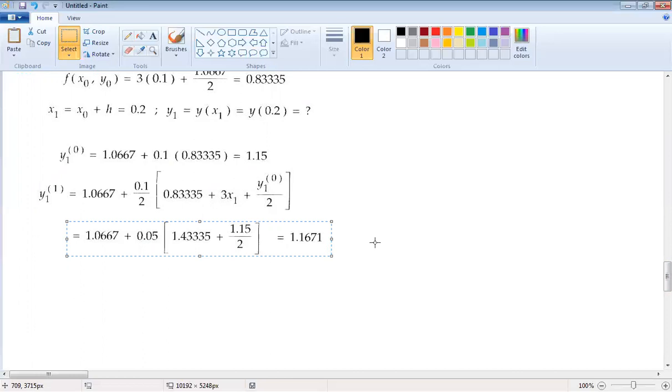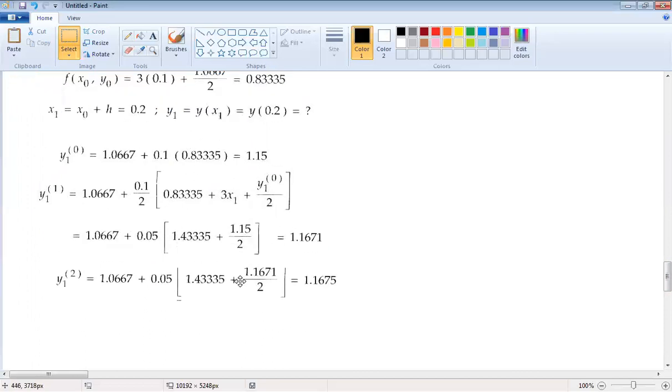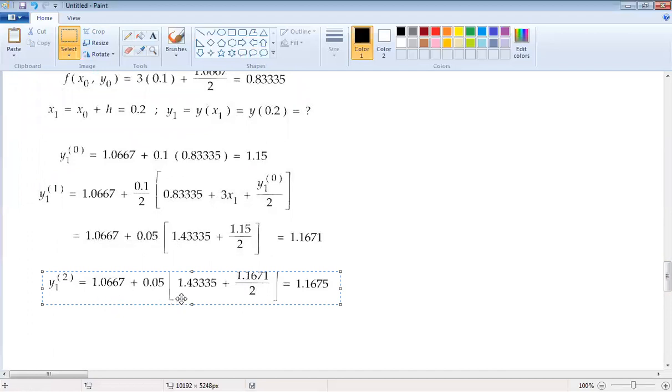1.167. Okay, now we'll apply the second iteration. The second iteration will give us y1(2). For this, again, if you observe carefully, the entire expression of y1(2) is the same as y1(1). The only difference is that in place of y1(0), we'll be using this value y1(1), which is 1.1671. So we get y1(2) as 1.1675.